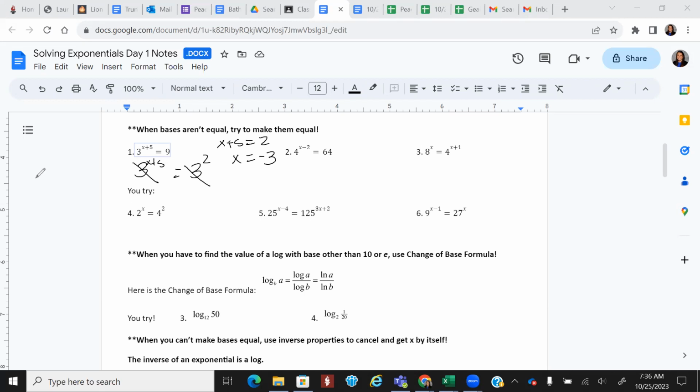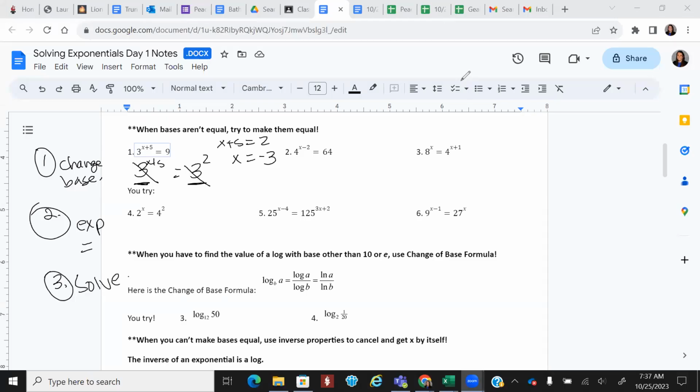Okay, so the first thing you got to do is check the base, and change it if you need to. Then you're going to set the exponents equal, and then you're going to solve. Okay, I'm going to give you a second. Are the bases the same? No, but we need to have a factor of 4 and 64. So what's a factor of 4 and 64?